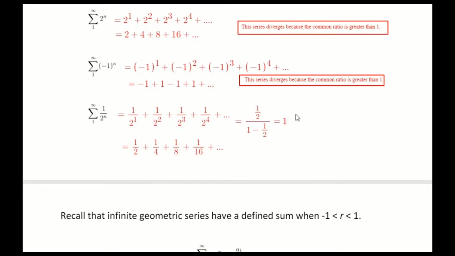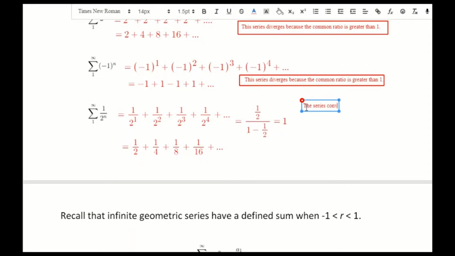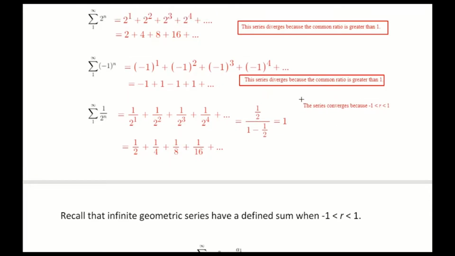So we say that this converges. Okay, the series converges, particularly because r is in between -1 and 1. So if you're ever asked to justify, like, hey, how do you know that a geometric series is going to converge, this is what you should say basically every time, is that it converges because the common ratio is between -1 and 1. And if we want to be specific, we can say, oh, 1/2 is between -1 and 1. So let me go ahead and box that.